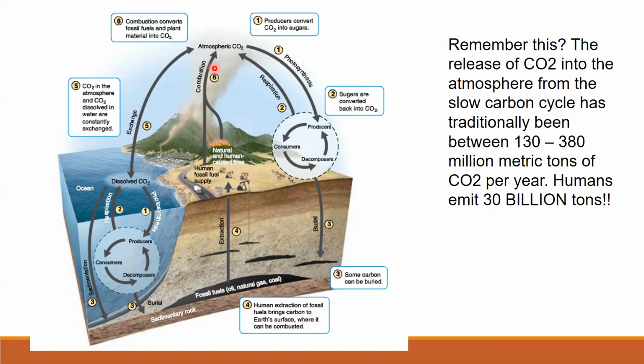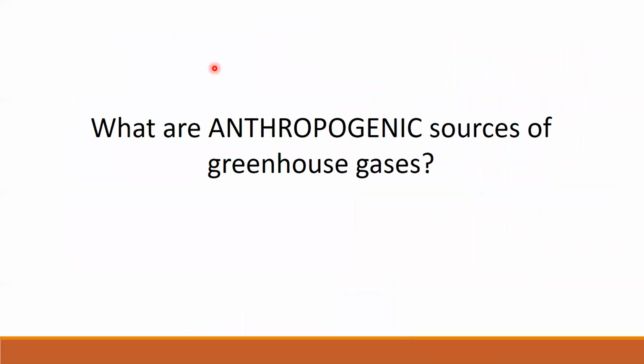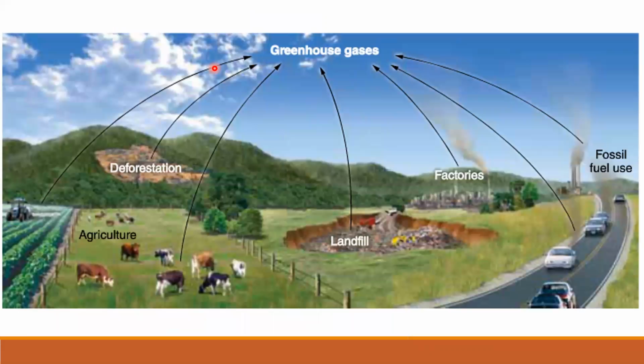So what have humans done differently? Again, we are now emitting 30 billion tons of carbon dioxide into the atmosphere. So this is a huge disruption of the cycle. Where is this carbon dioxide coming from? And in that, I'm going to mention there are other greenhouse gases as well that are going into the atmosphere. We focus a lot on carbon dioxide, but there are other greenhouse gases, particularly methane, which is another major source. So where are they coming from? Right here, nice little caricature for you.